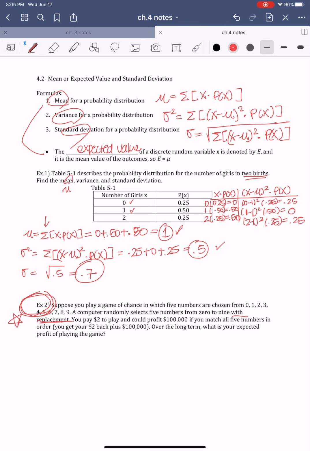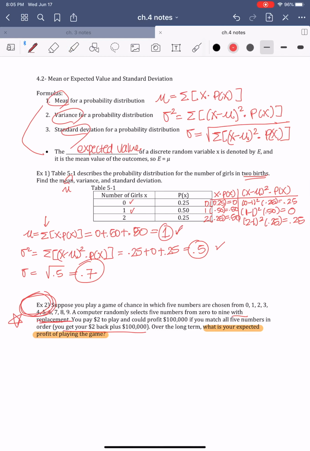You pay $2 to play and could profit $100,000 if you match all 5 numbers in order. You get $2 back plus $100,000. Remember your $2 original bet and then how much you earn. So you are getting that $2 plus that $100,000. Over the long term, what is your expected profit of playing the game? The main question is, what is your expected profit, expected value?